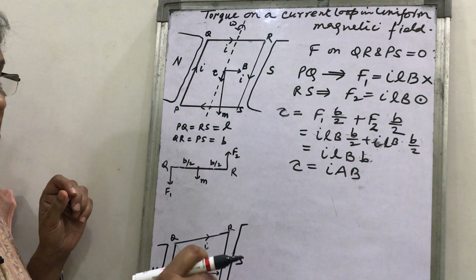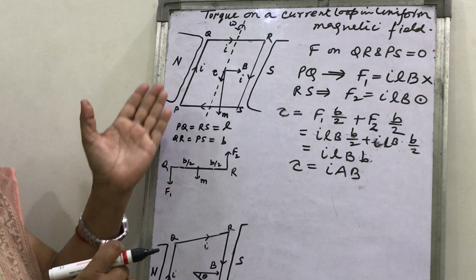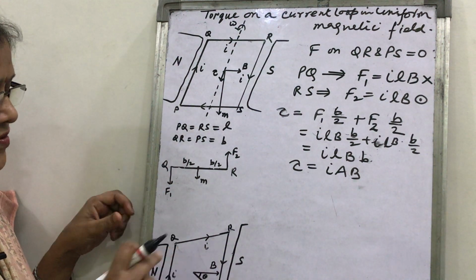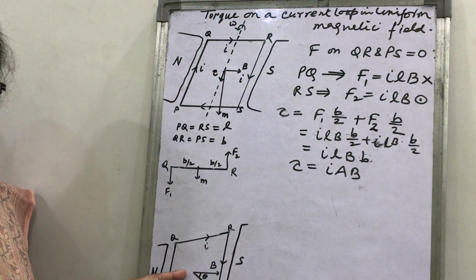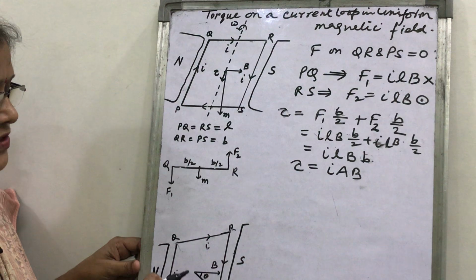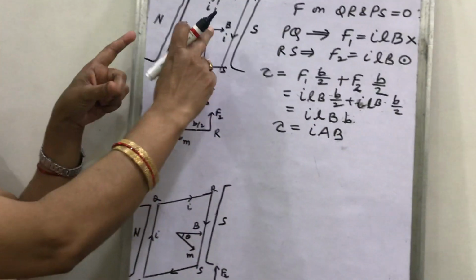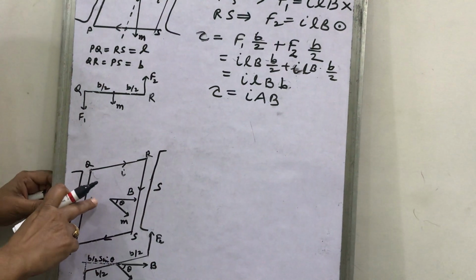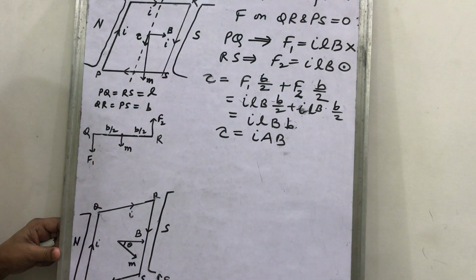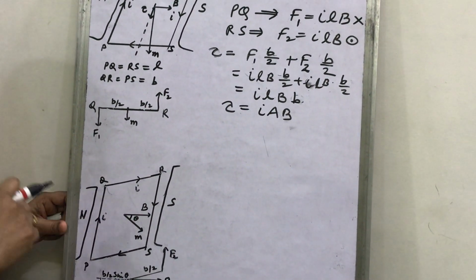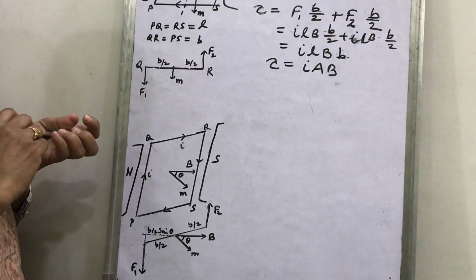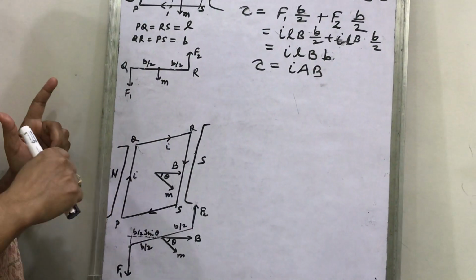Now let us consider that we have placed the loop slightly at a certain angle with the magnetic field. Look here at this figure. In this figure it is visible that the position of the loop is making a certain angle with the magnetic field. Again the same arms P, Q, R, S. What I am going to say here is that in this case the force will act on arms. How will you find?